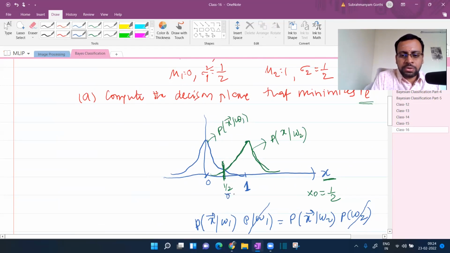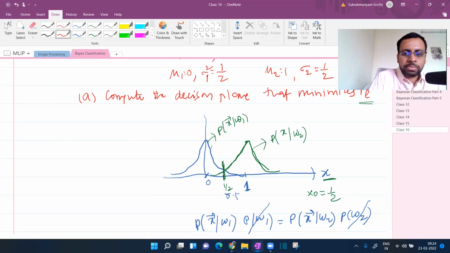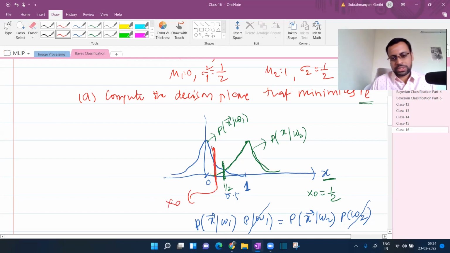This is 0.5. This has moved to somewhere here. Maybe I'll draw it with a different color. So this is your x0 now for this case. And obviously, if you consider this benign and malignant, this is a malignant tumor, and this is a benign tumor.